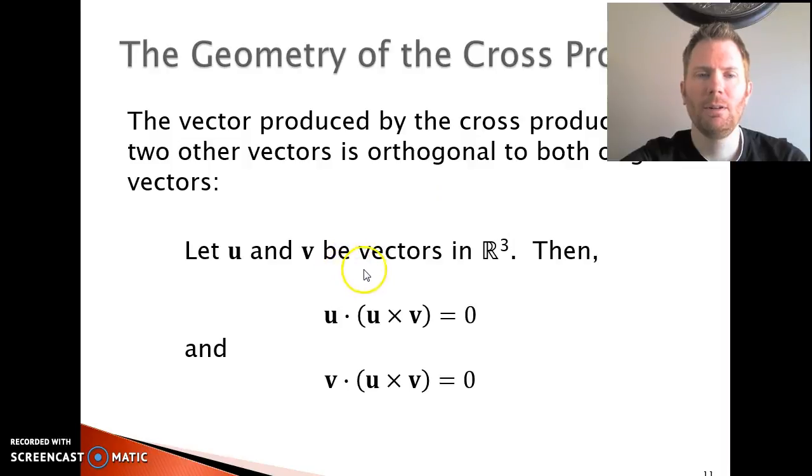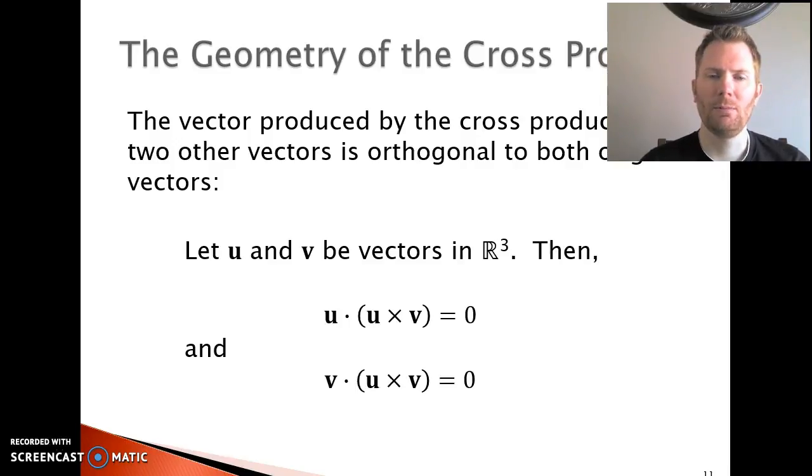So if you have u and v as vectors in R3, then the dot product of u with the cross product of u and v is 0. And if you dot v with the cross product of u and v, you also get 0. Notice that is the scalar 0, not a 0 vector, because the end result is a dot product, and a dot product is a scalar. And as we learned earlier, if two vectors are perpendicular to each other, their dot product is 0.